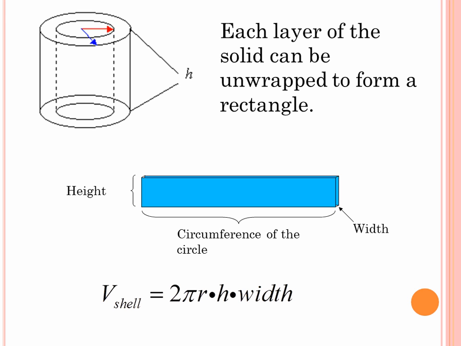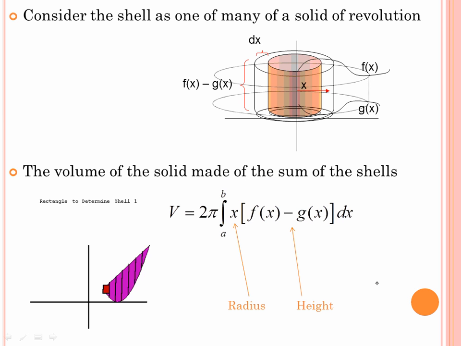So, as we go through setting these up, you need to keep in the back of your mind that 2 pi r h. That's how we're getting our information. So, how is this going to look in an integral? I'm going to take that and put it around our y-axis.